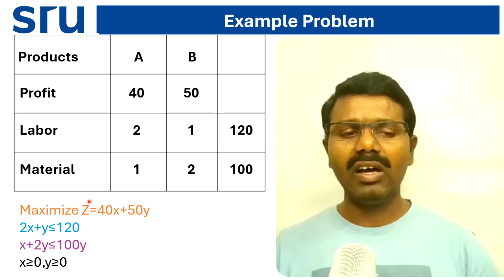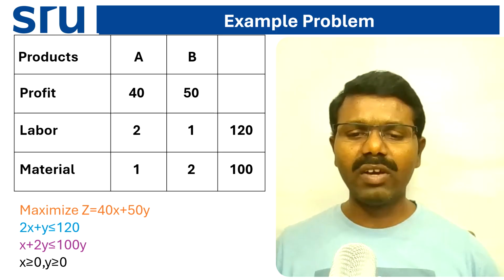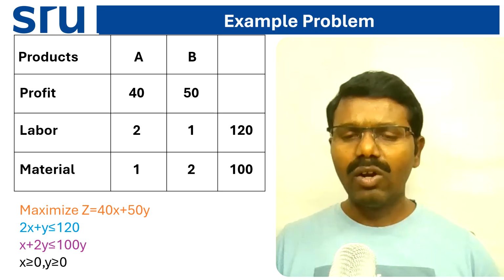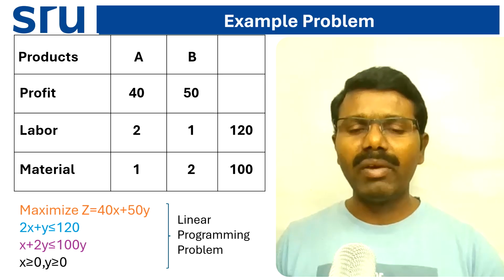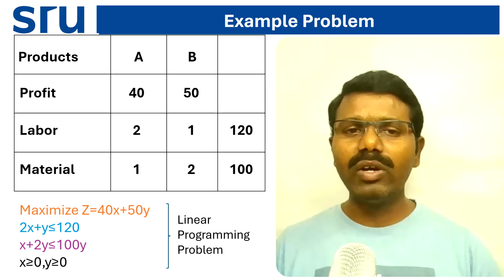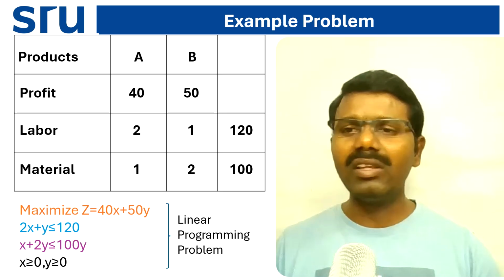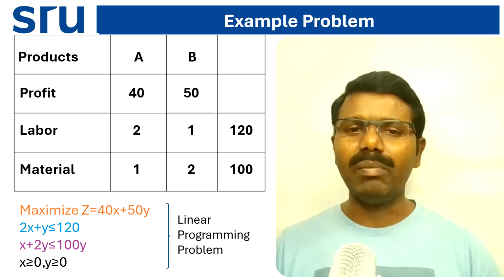So this way of writing the information in terms of equations is called a linear programming problem, LPP. So here this is the LPP for the given problem. That is how we need to make the LPP. It is very easy if you understand the problem.